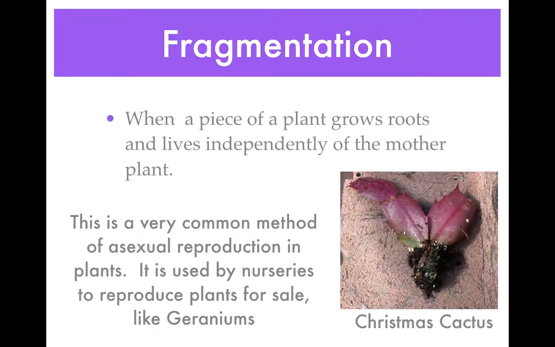Fragmentation is another example of asexual reproduction in plants. This is when a piece of a plant grows roots and lives independently of the mother plant. So you can break a piece of this plant off from the mother plant and replant that plant in its own soil, and it will regrow. This is very commonly used in nurseries that are growing plants to sell. Geraniums is an example, as well as the Christmas cactus, and we have a lab that we can do in class that can show this process of fragmentation, and you'll actually get a chance to grow your own plant this way.